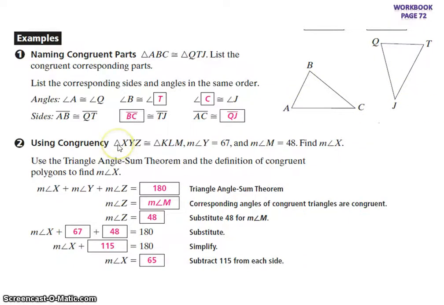All right, so now using the congruency, and this is something that we've done before. This is about the triangle angle sum theorem. That means that every triangle has 180 degrees inside of it. So what they're saying here is use the triangle angle sum theorem in the definition of congruent polygons to find the measure of angle x. So we know that the measure of angle x plus the measure of angle y plus the measure of angle z in these two triangles up here, we know that this triangle here, xyz, has 180 degrees inside of it.